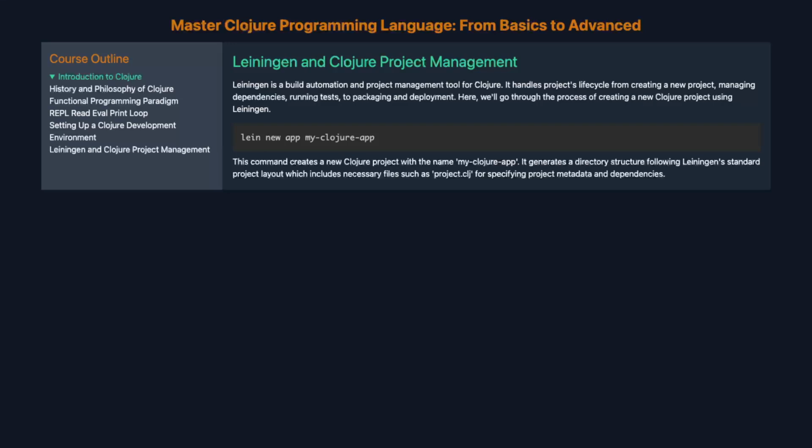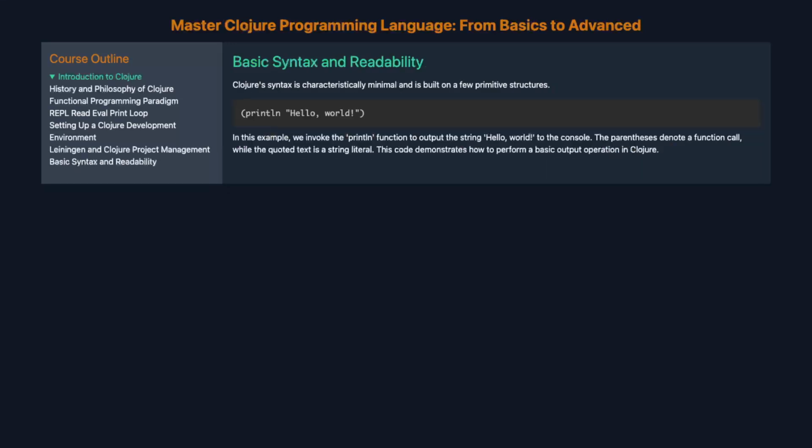Basic syntax and readability. Clojure's syntax is characteristically minimal and is built on a few primitive structures. In this example, we invoke the println function to output the string "Hello World" to the console. The parentheses denote a function call, while the quoted text is a string literal. This code demonstrates how to perform a basic output operation in Clojure.